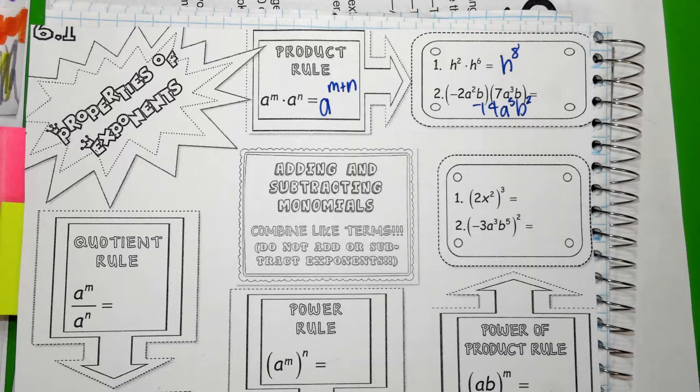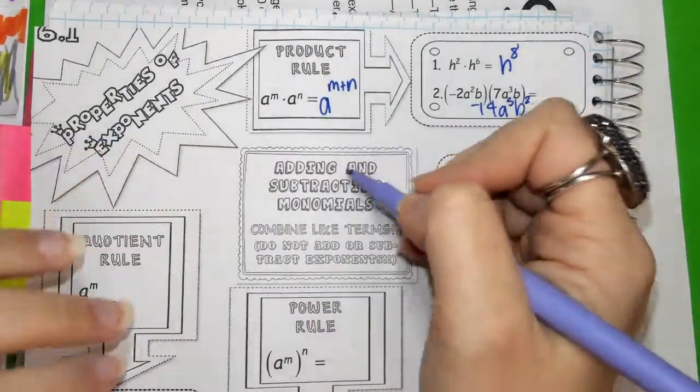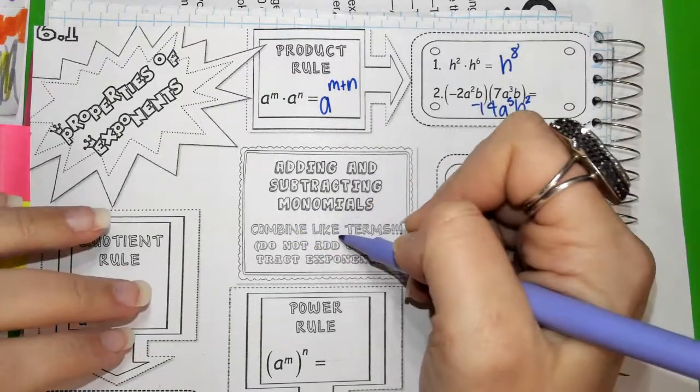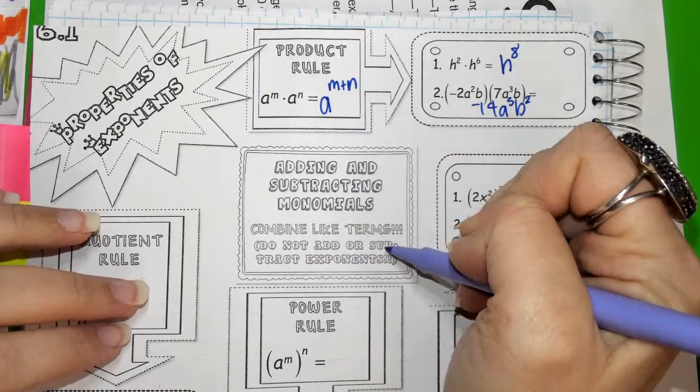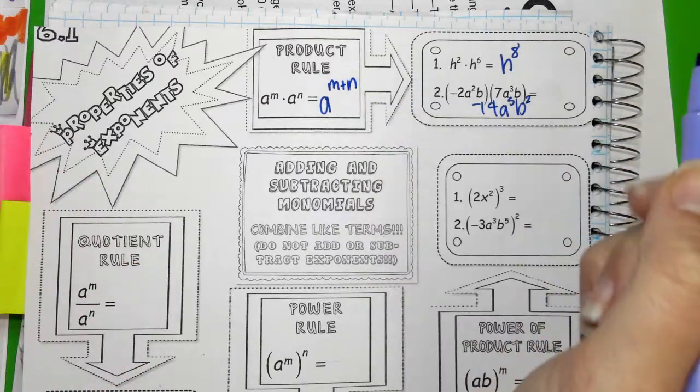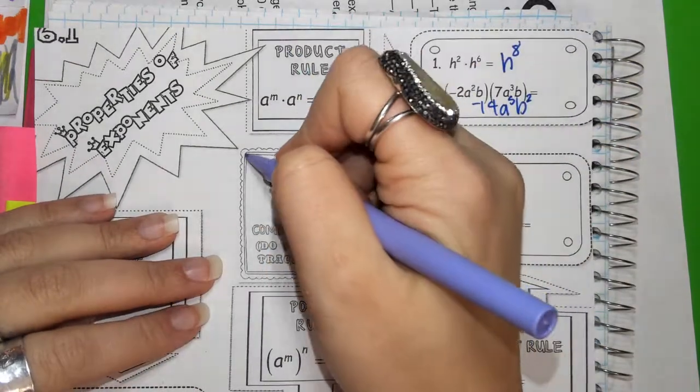Remember on our iHeart exponents when we had some that we could combine? Like when we could combine them with the adding and subtracting? Once we got the same thing? That's what this note in the middle means. So it says adding and subtracting monomials. Combine like terms. Do not add or subtract the exponents. So color that in, make it pretty so that it stands out.